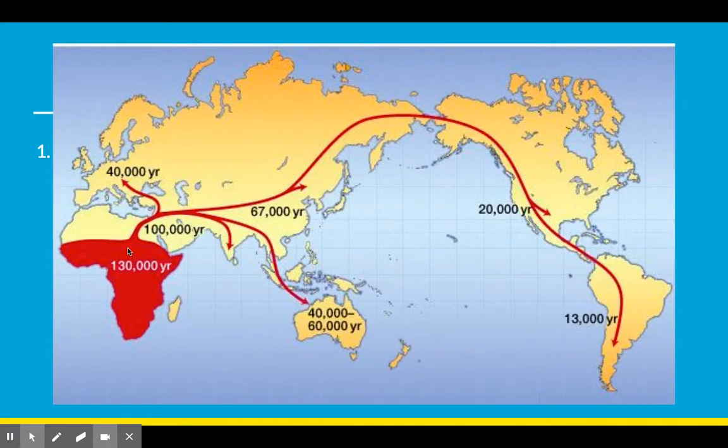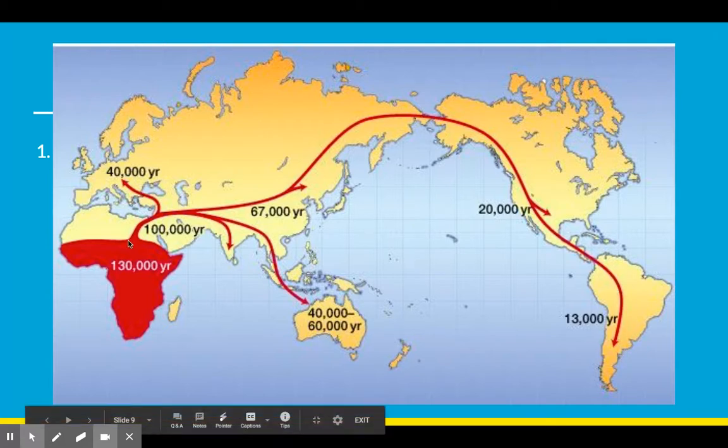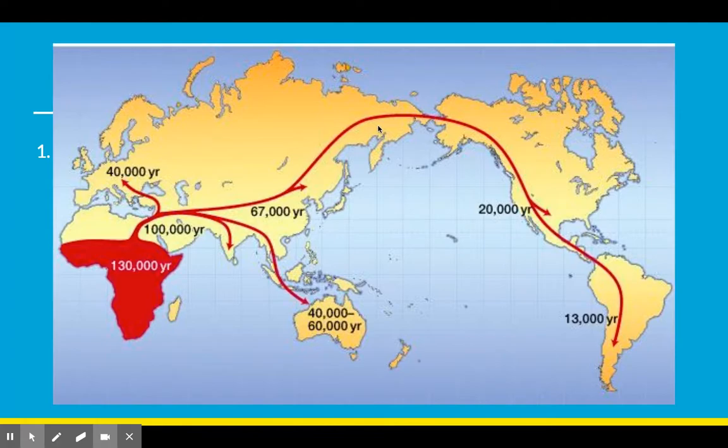So they started in Africa, and then they slowly went out into Asia, farther into Asia, south into Australia, north into Europe, and then farther north, and then across into North America, and finally into South America. So this red line is the route that they migrated.